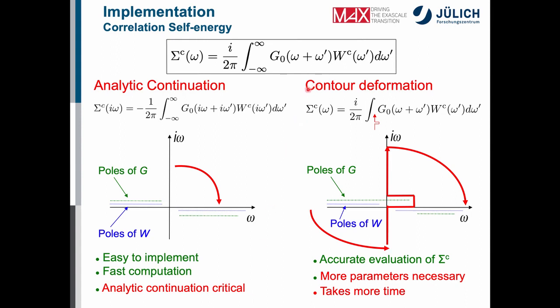Therefore, there is a more accurate technique called contour deformation, where instead of integrating from minus infinity to plus infinity, we integrate along this deformed contour. The integration contour is chosen in such a way that the integrated value is identical to what you would get if you did the integration along the real frequency axis. Contour deformation is more accurate than analytic continuation, but it also needs more parameters and is computationally more expensive. The corresponding keywords in the SPECS input file are continue and contour. Continue is the default.